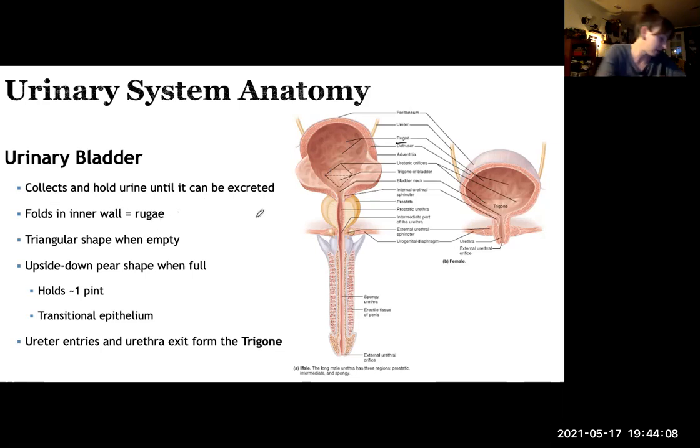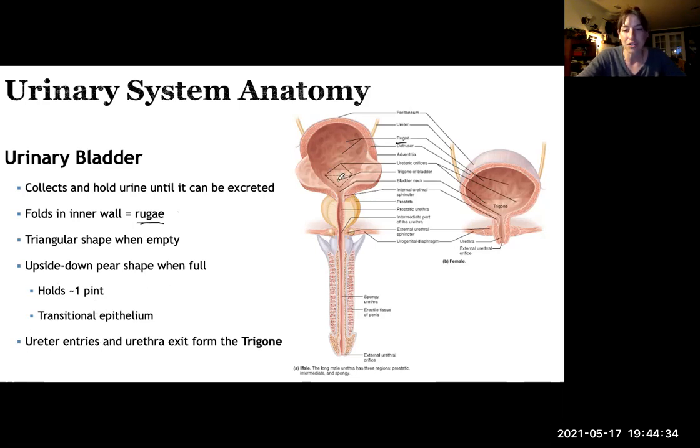The rugae are the folds of the inner wall. The bladder itself has a sort of flattened triangular shape when it's empty. And then as it fills, it turns into an upside down pear shape. So it actually gets taller as it fills, which is kind of cool. It can hold about a pint of urine before you start to hurt.